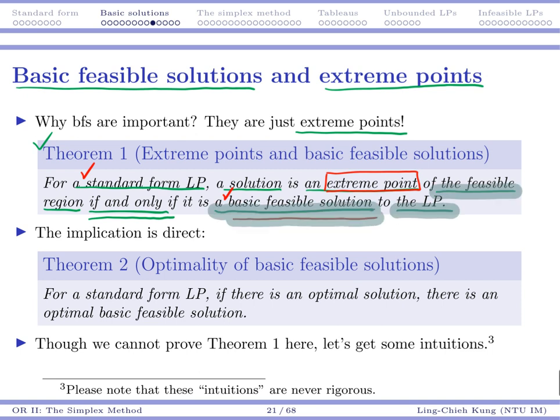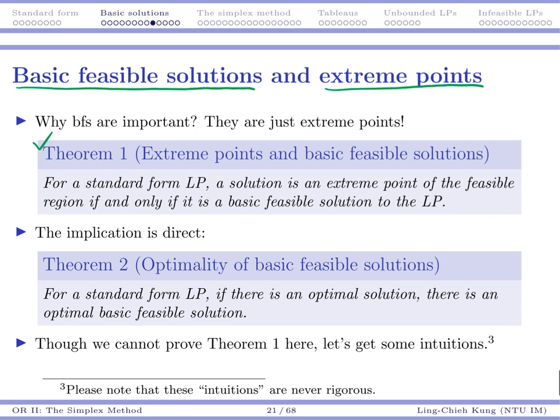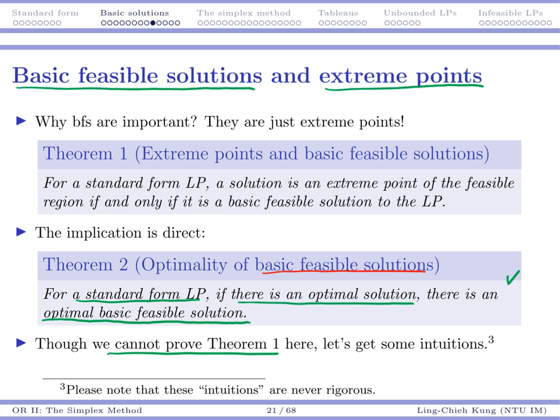Okay? So if that's the case, then the implication is clear. All we need to do is to deal with basic feasible solutions. For a standard form linear program, if there is an optimal solution, there is an optimal basic feasible solution. So later, when we formally introduce the simplex method, we will only focus on basic feasible solutions. An unfortunate thing is that we don't really have time and enough mathematical tools to prove theorem 1 to you, but intuition is easy to obtain.